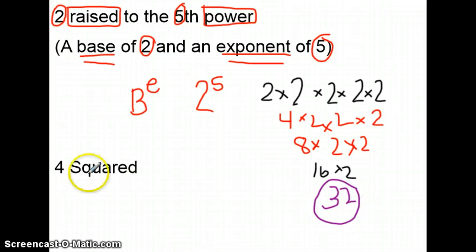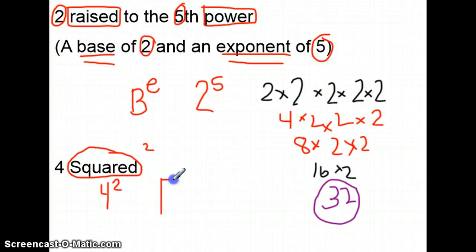Okay, let's look at this. Sometimes they say 4 squared. 4 squared would really be 4 raised to the second power. Squared means raised to the second power. If you had 5 squared, it would be 5 to the second power. Remember, squared means an exponent of 2.